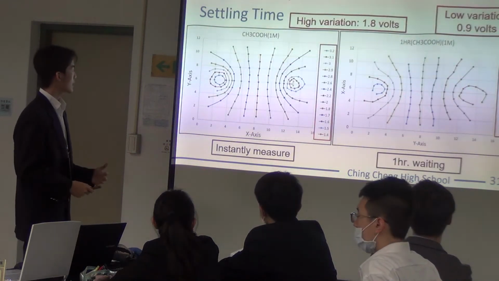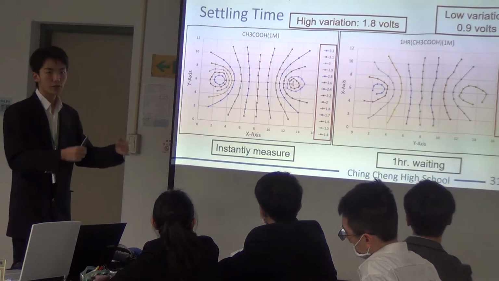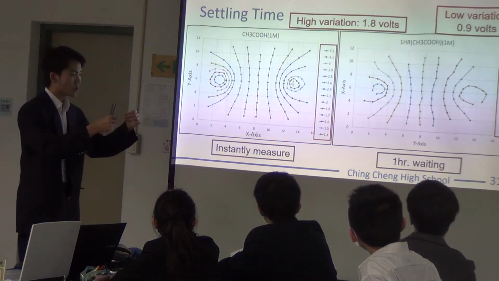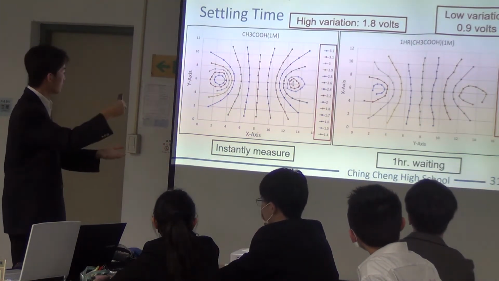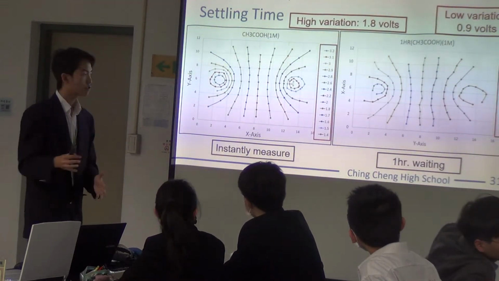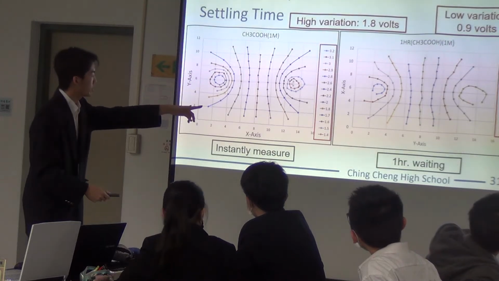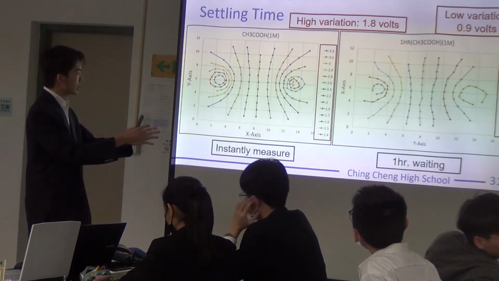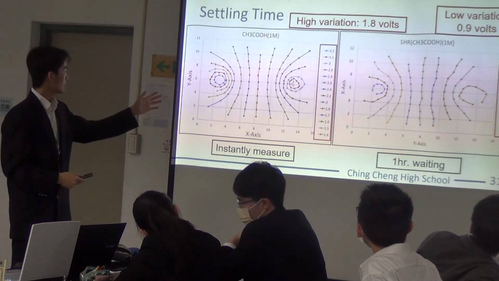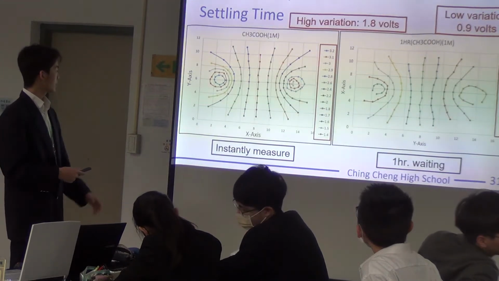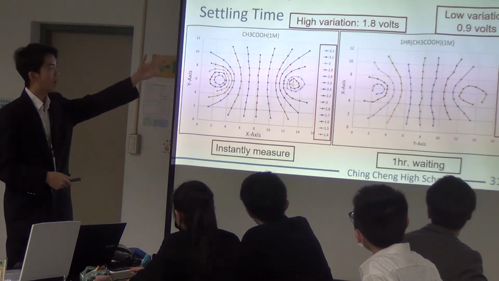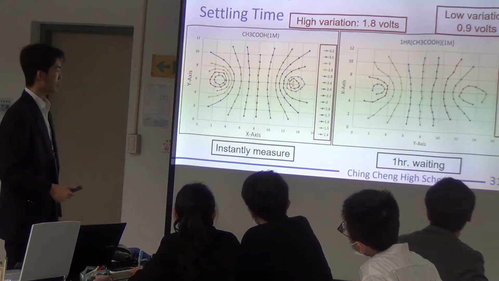And the third is the settling time. So we can see that if we instantly measure, which is we instantly apply the power supply, the water will start to dissociate ions, and we instantly measure different dots, and we map out this paper. And after 1 hour of waiting, the equipotential line will be more evenly spread out because the ions will be more evenly distributed. And another thing to mention here is that the instant measure has a higher voltage variation, and after 1 hour, it will have lower voltage variation.